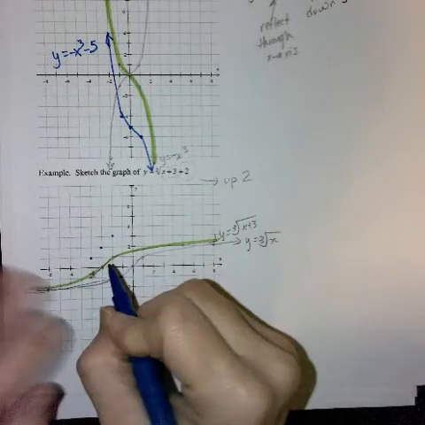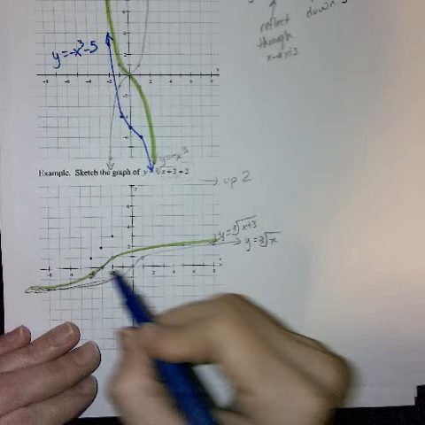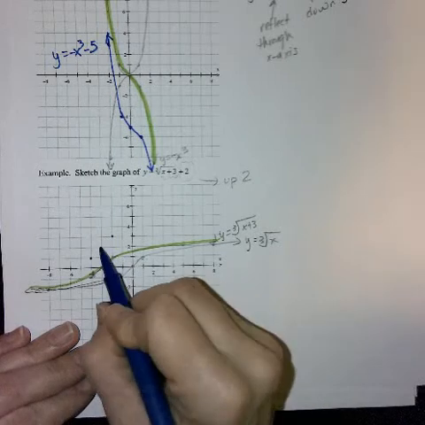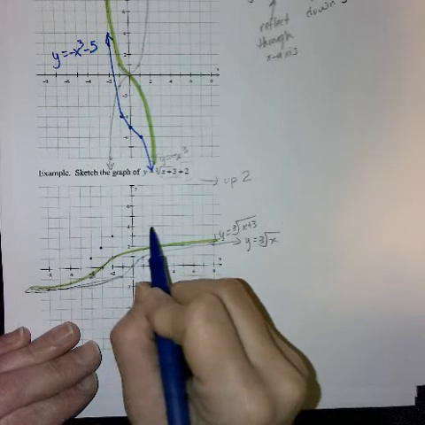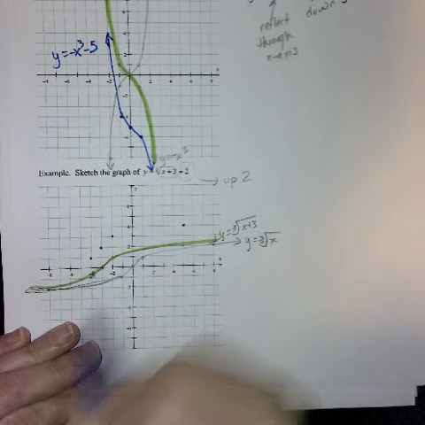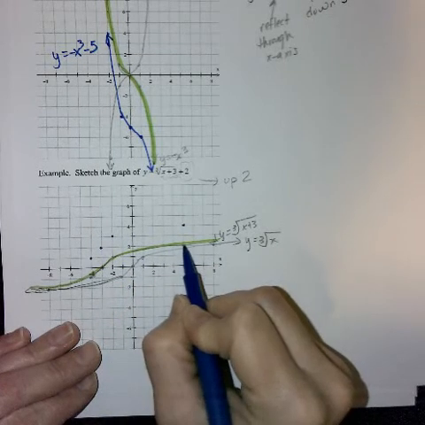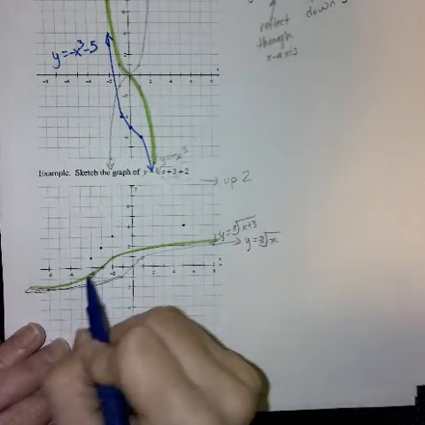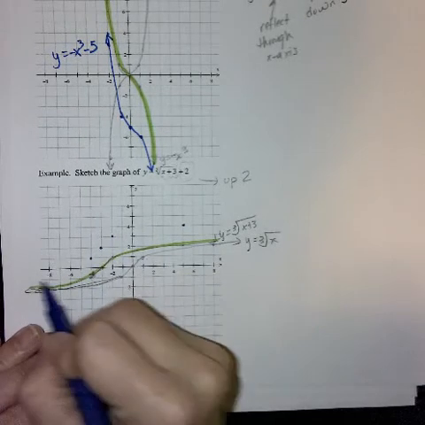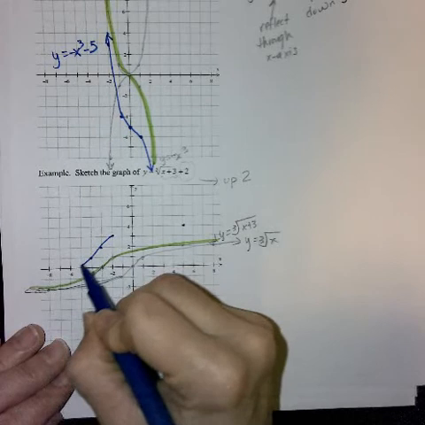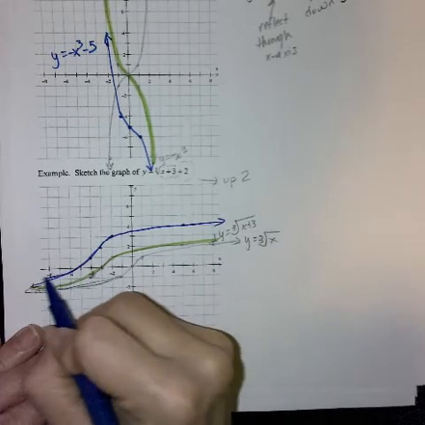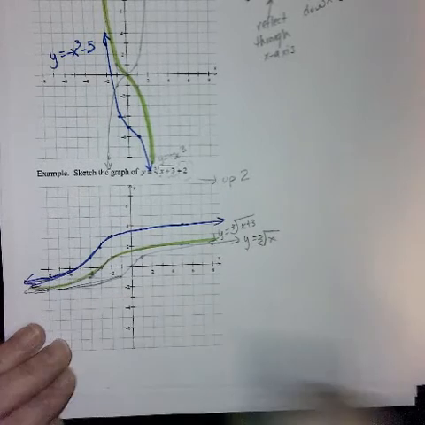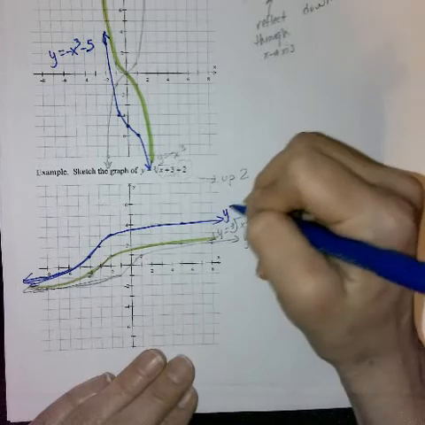Okay, so 2 over 1, 2, 3, 4, 5, 6, 7, 8. Or I could have just used this up 2. And then that one's going to be off the graph, so I'm not going to use it. This turn probably isn't strong enough. Okay, so there we have y equals cube root of x plus 3 plus 2. Final answer.